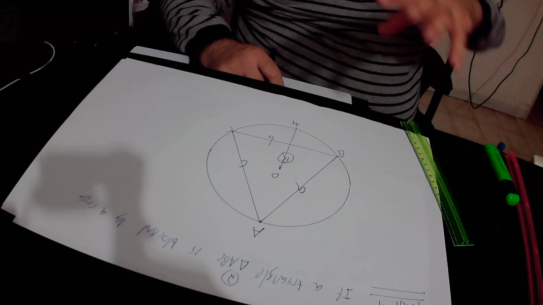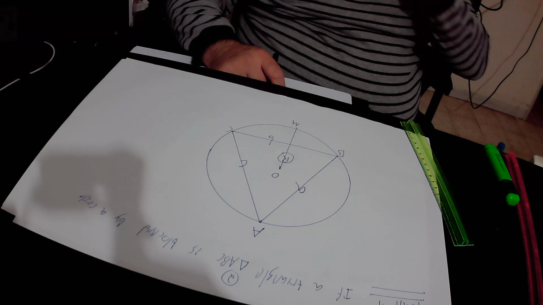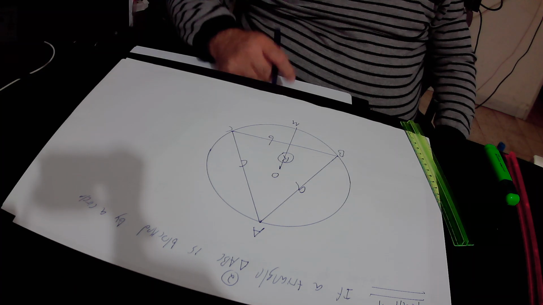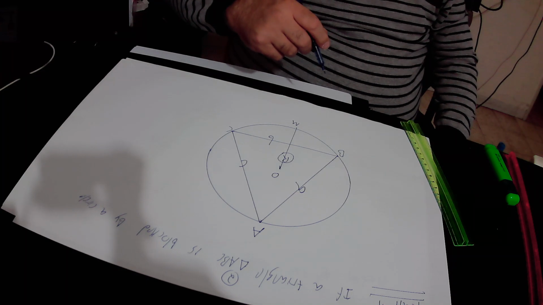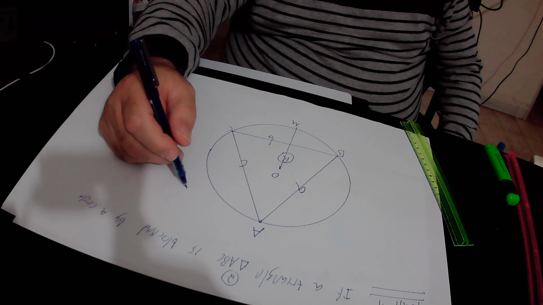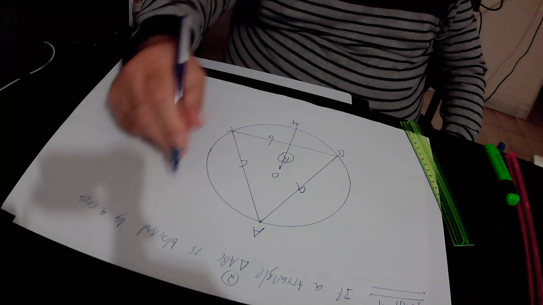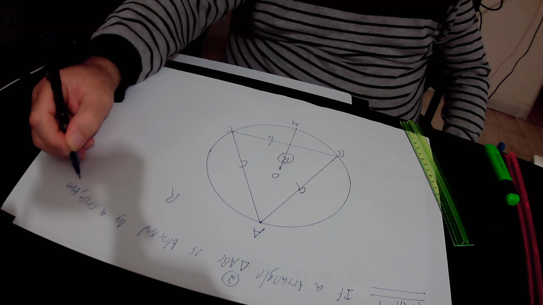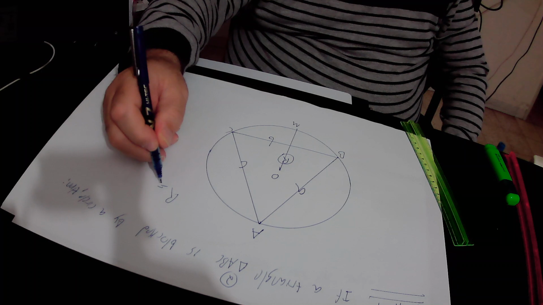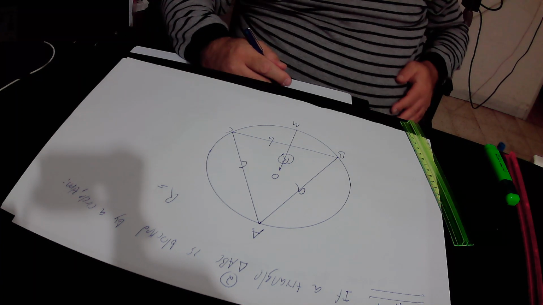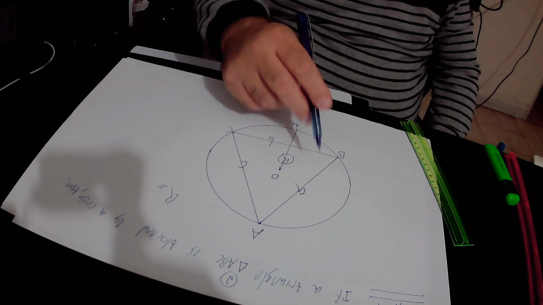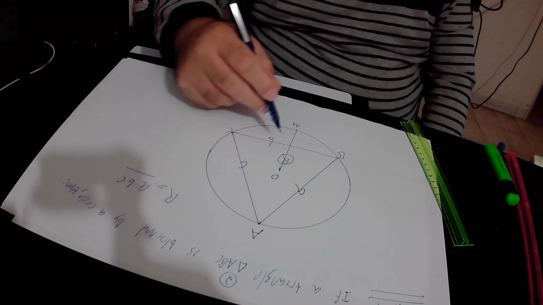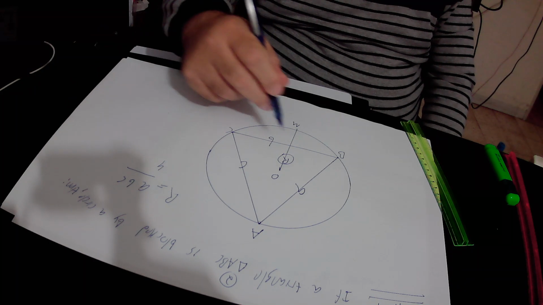So whenever we have a triangle that is blocked by a circle, then we can know the radius of the circle that blocks the triangle according to the following formula. Here the radius of this circle, that is capital R, will be equal to the multiplication of the side lengths of the triangle by each other, that is to say A times B times C, over 4 times the area of this triangle, triangle ABC.